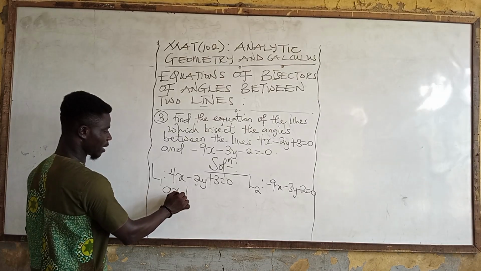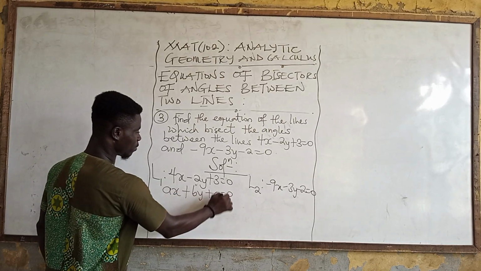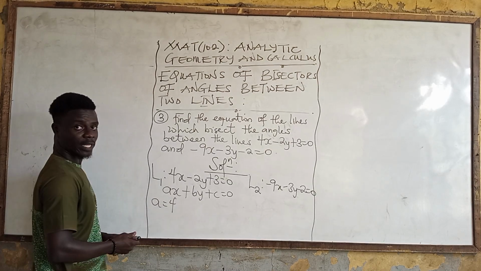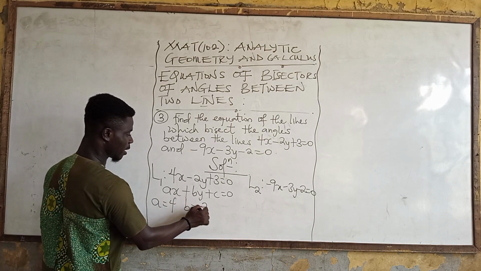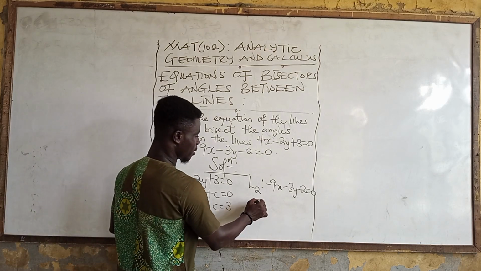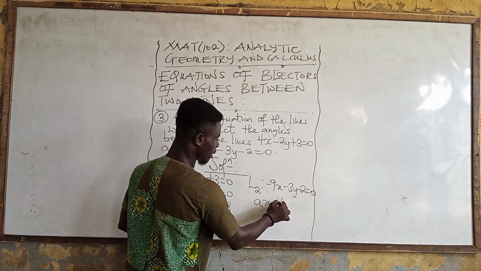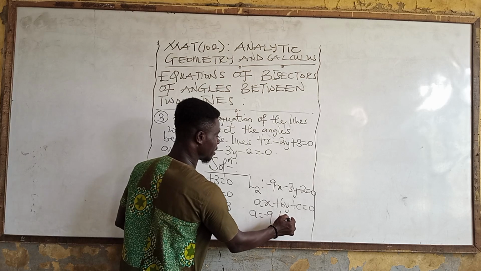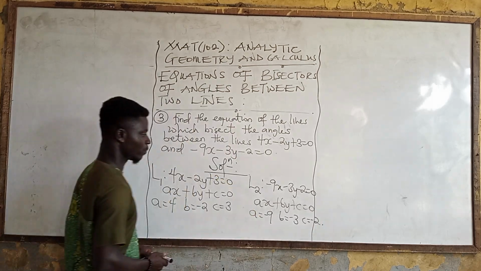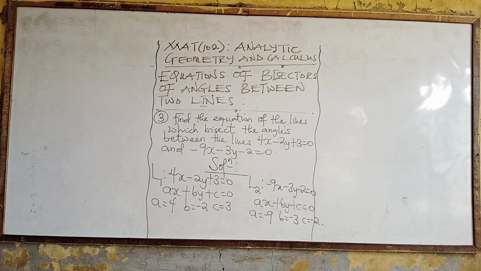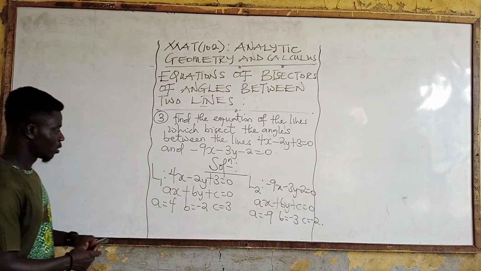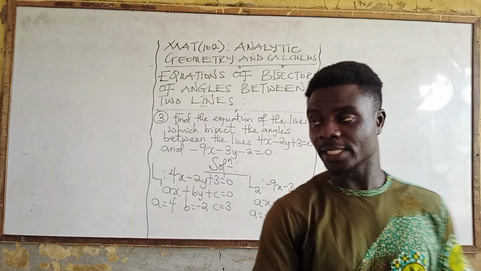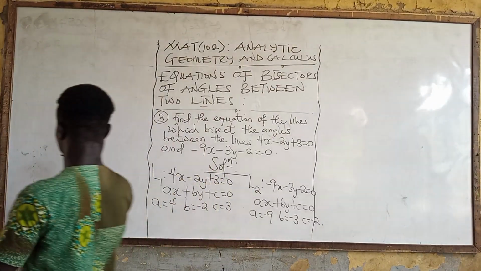So we compare with ax plus by plus c equals 0. So I have my a being equal to 4. So we compare their coefficients. My b is negative 2, c equals 3. So for L2, comparing to ax plus by plus c equals 0, my a is negative 9, b is negative 3, c is negative 2. So we have this. So we take a point P on the bisector, then find the perpendicular distance.